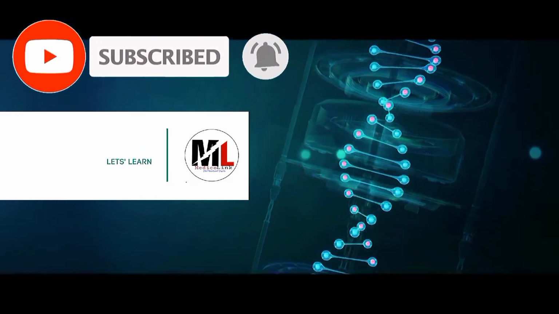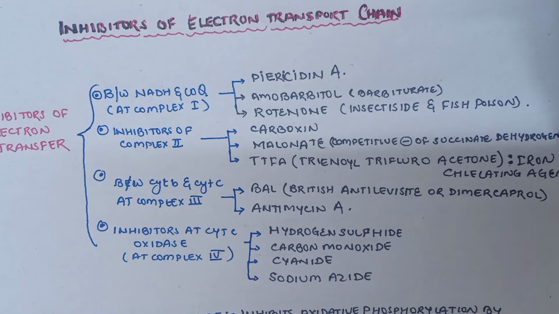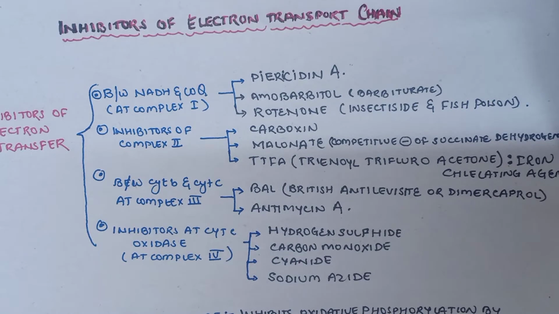Let's learn. Hello friends, today we will talk about inhibitors of electron transport chain. In this topic, we will not only talk about inhibitors of electron transport chain, but we will also talk about inhibitors of oxidative phosphorylation, uncouplers of oxidative phosphorylation, and ionophores. This topic is important as there are many MCQs which are frequently asked.